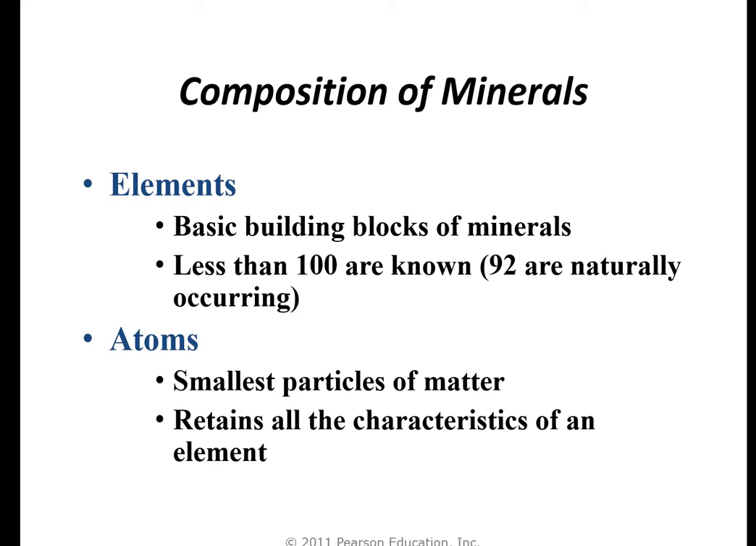Now, the composition of minerals includes elements and atoms, and elements you've learned in school from the periodic table. They are the building blocks of minerals. There are less than 100 known, 92 of them are naturally occurring. Atoms are the smallest particles of matter and retain all the characteristics of an element.